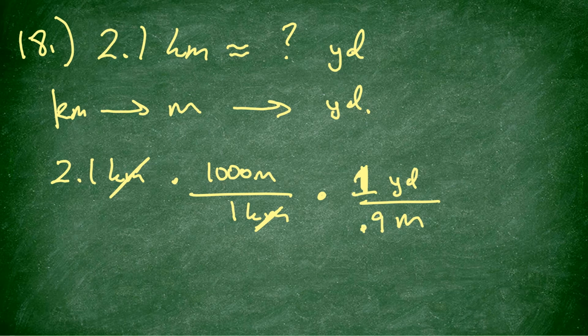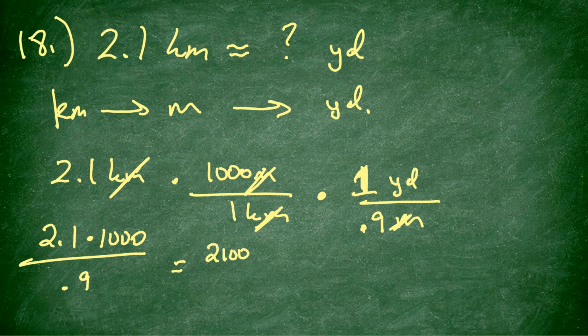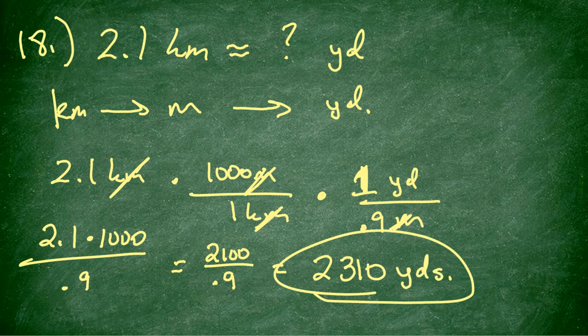So I multiply across the top. I have 2.1 times 1,000 all over 0.9. Remember, the meters canceled, so I'm only left with yards. So I end up with 2,100 all over 0.9. I end up with 2,333 yards. And that's it.